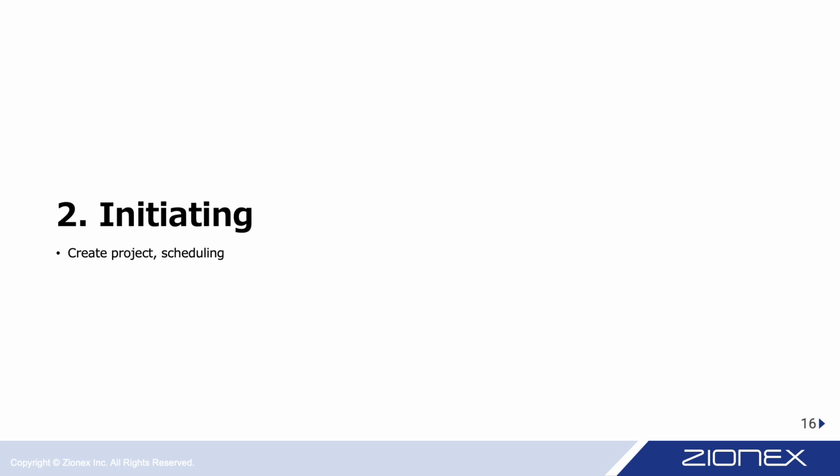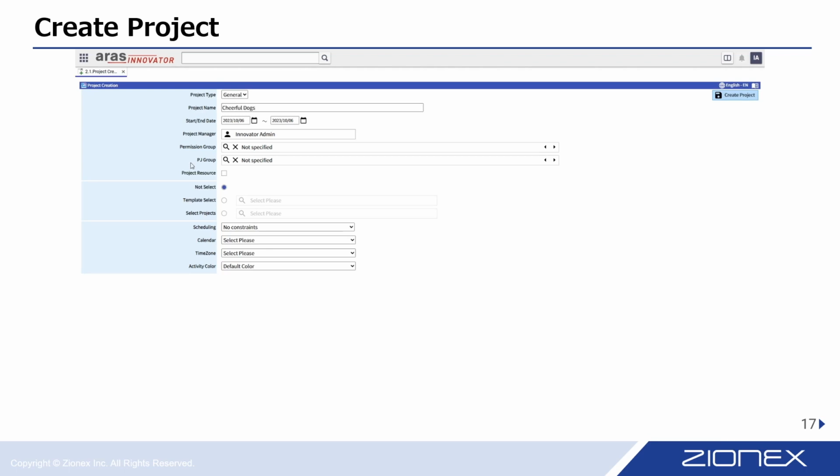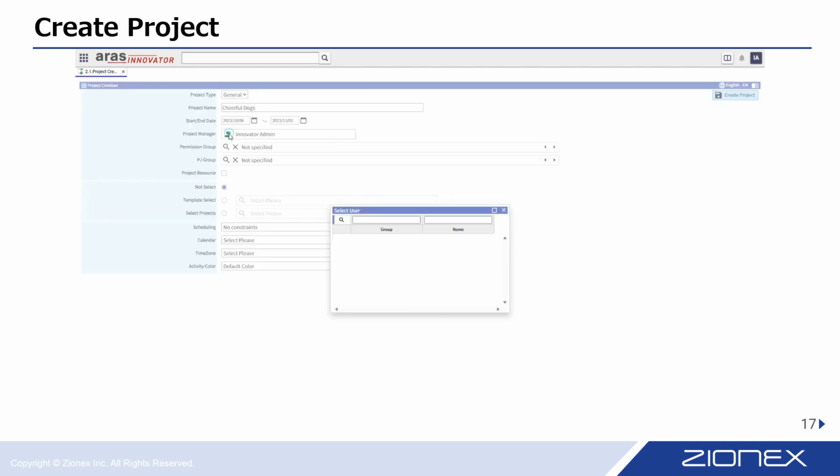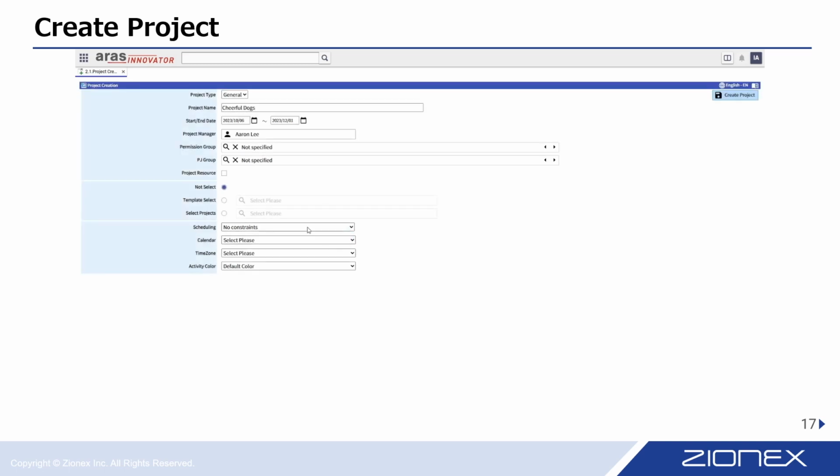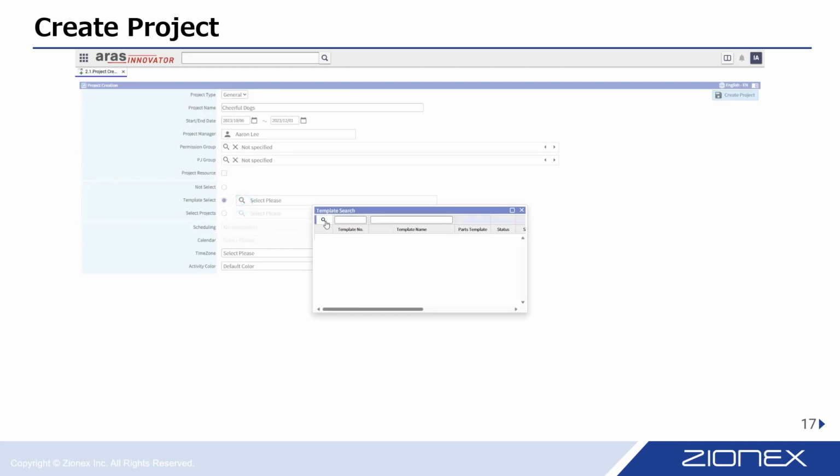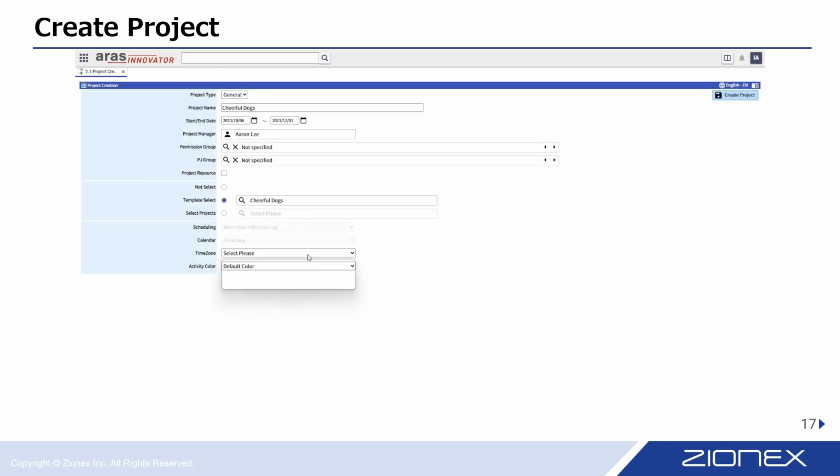The next step is 2. Initiating. Let's dive into project creation. You can choose from 3 options. 1. Starting from scratch, define scheduling, calendar, and time zone settings. 2. Selecting a project template, begin with a predefined template. 3. Choosing an existing project, use an existing project as your starting point. When you select a template or an existing project, you'll inherit their scheduling, calendar, and time zone settings. Plus, you can set up custom calendars for individual projects.